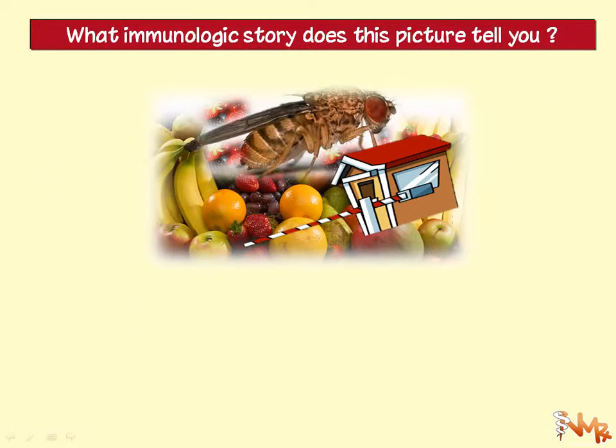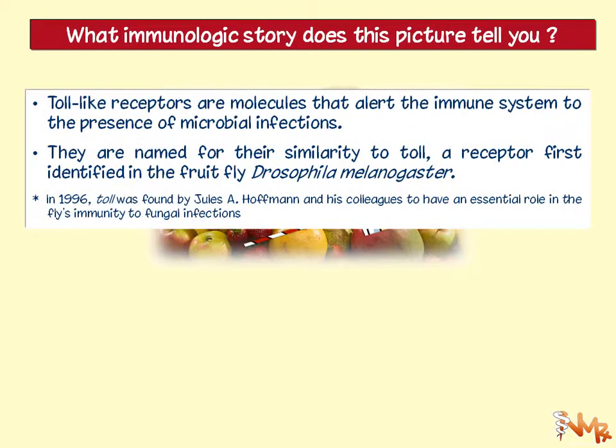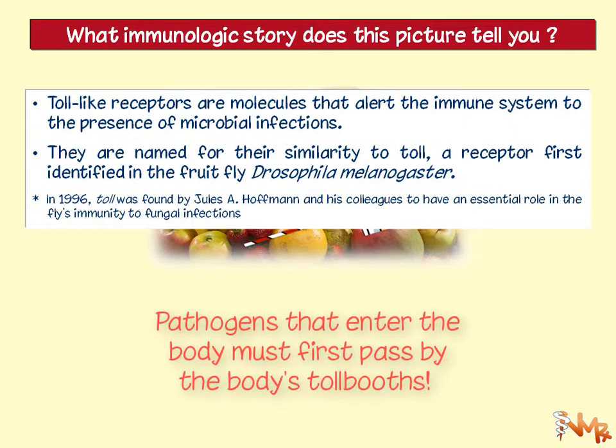What immunologic story does this picture tell you? I see a toll and I see a fly. This is toll-like receptor. These are molecules that alert the immune system to the presence of microbial infections. They are named for their similarity to Toll, a receptor first identified in a fruit fly, Drosophila melanogaster. Just to know, if you want to enter into a highway, you have to pass a toll first. That's why we have named these toll-like receptors.